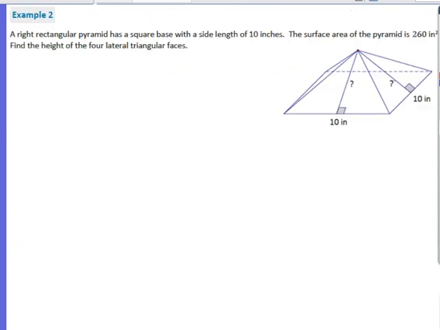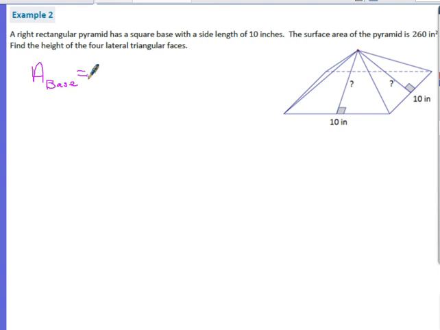All right, let's take a look at one more example. And this relates back to our opening exercise. So it says a right rectangular pyramid has a square base with a side length of 10 inches. A surface area of the pyramid is 260 inches squared. Find the height of the 4 lateral triangular faces. Now, if I think about surface area, I know that surface area is made up of the area of the base in this figure, plus the area of each of the 4 triangles that make up the sides of that figure. So let's first find out what the area of the base is.